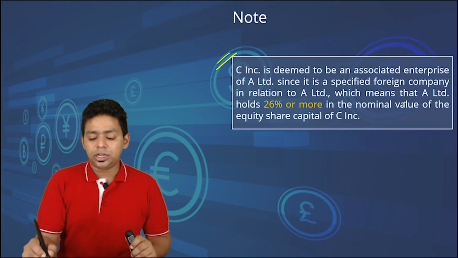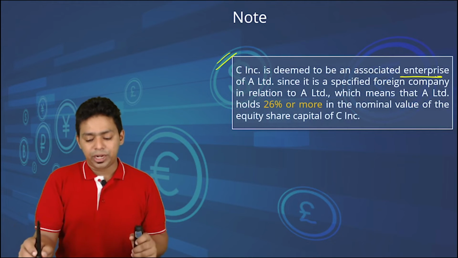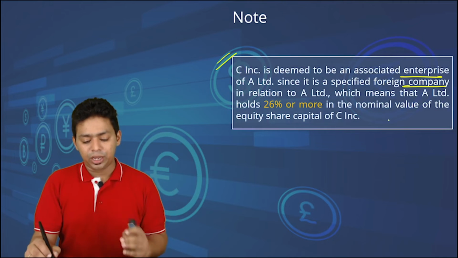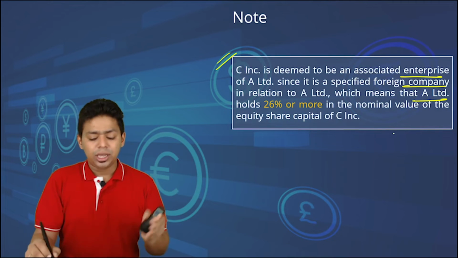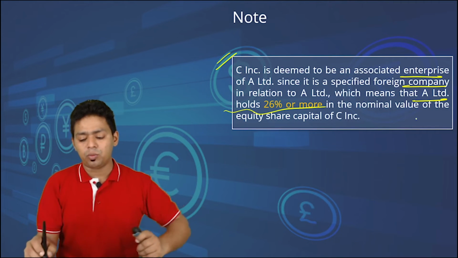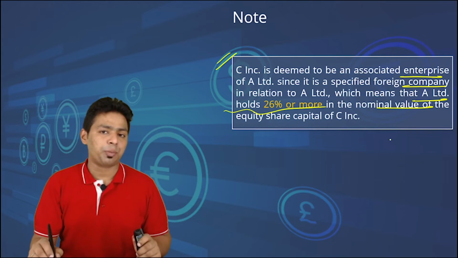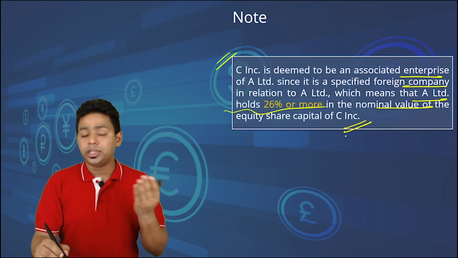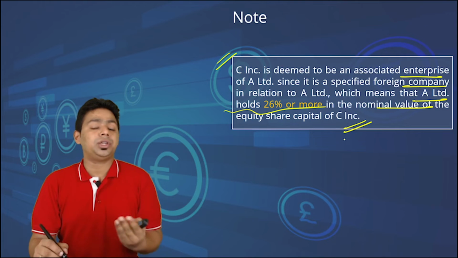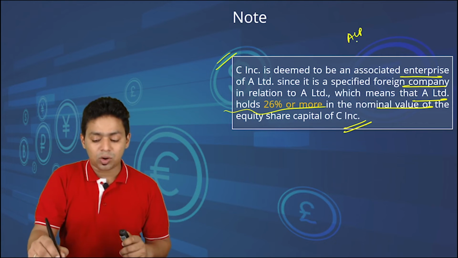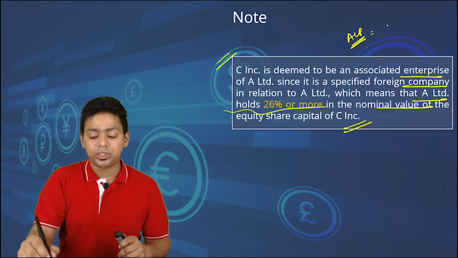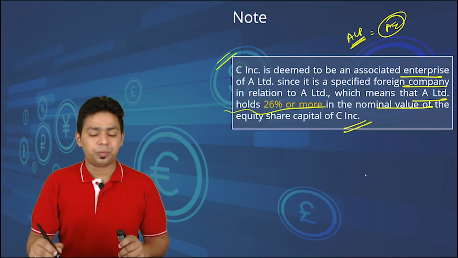Note, CINC is deemed to be an associate enterprise of A Limited since it is a specified foreign company in relation to A Limited, which means A Limited holds 26% or more in nominal value of the equity share capital of CINC. So as I told you, whenever we give any justification or whenever we write any answer on ALP, you have to first justify that these are associate enterprises.